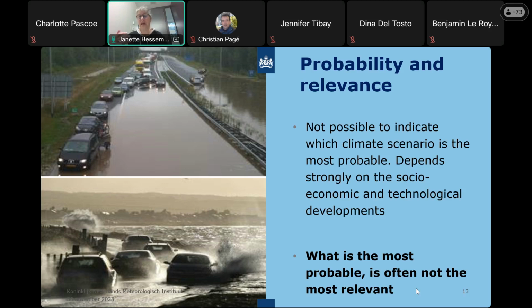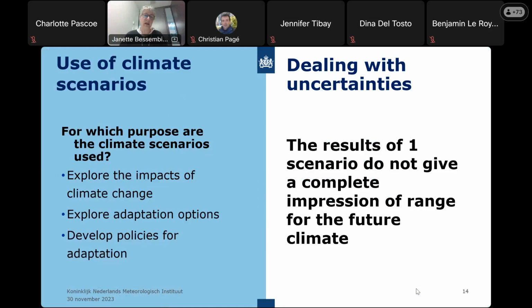For a sewage system in a city, probably the scenario with the highest increase in extreme rainfall is most relevant. But for example, I had a case for the gas company. They have to store gas to have sufficient gas for the winter, for warming the houses. For them, the scenario with the lowest increase in temperature is most relevant. Okay, then something about the use of scenarios and dealing with it.